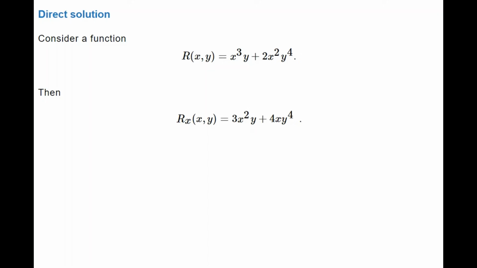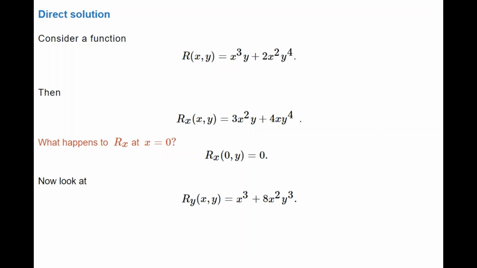And now I want you to note what happens to r sub x, which means partial r by partial x, when x is 0. We note that both of the terms have x, and when x is 0, the change in r with respect to x turns out to be 0. What does that mean? There's no change in r if x changes.